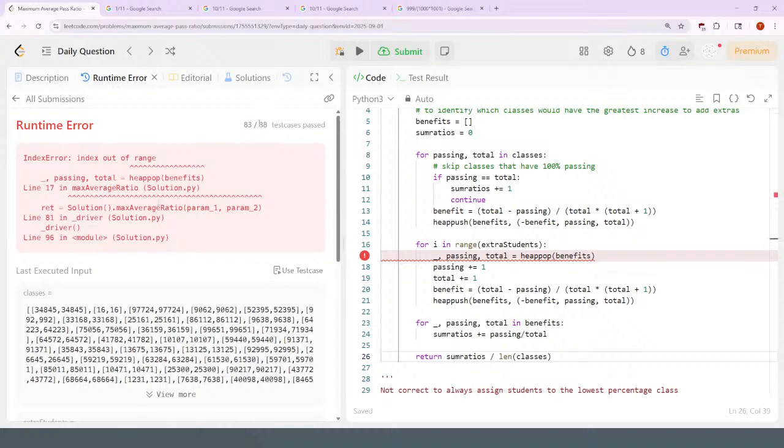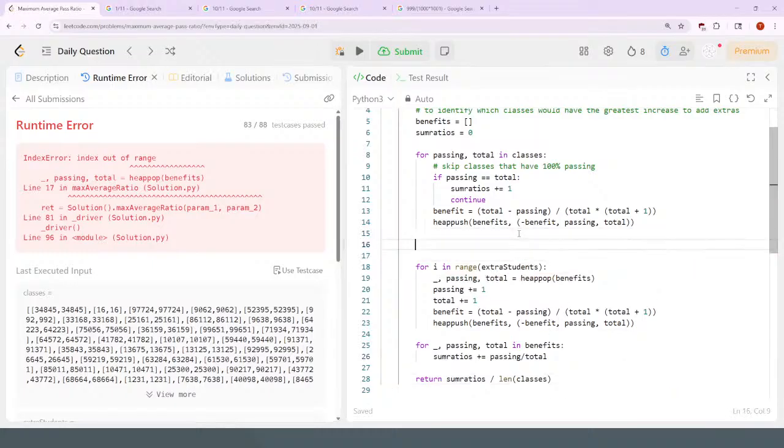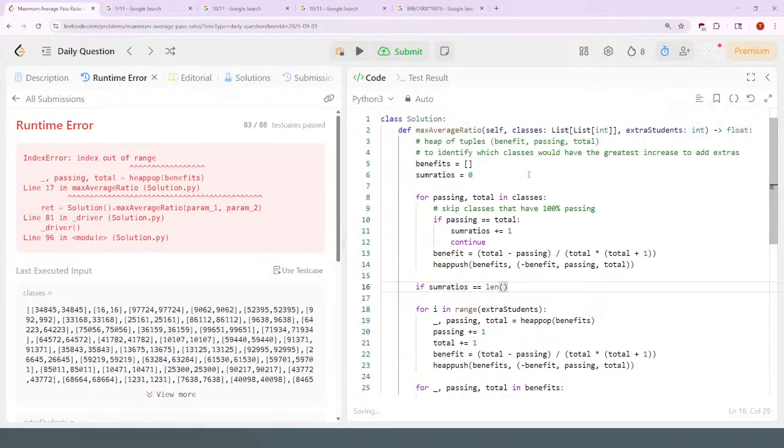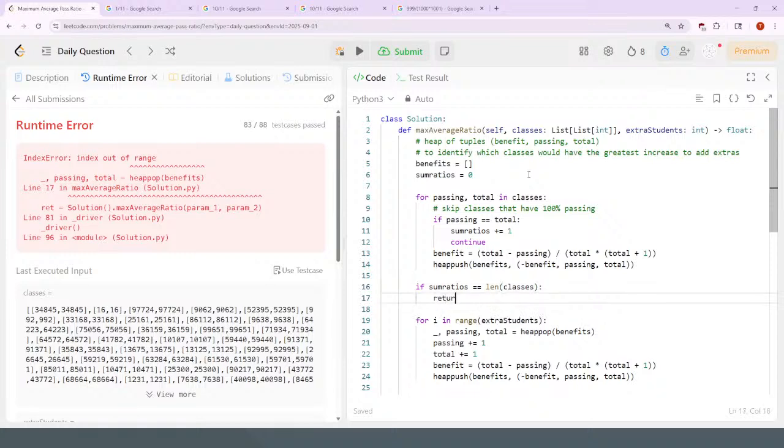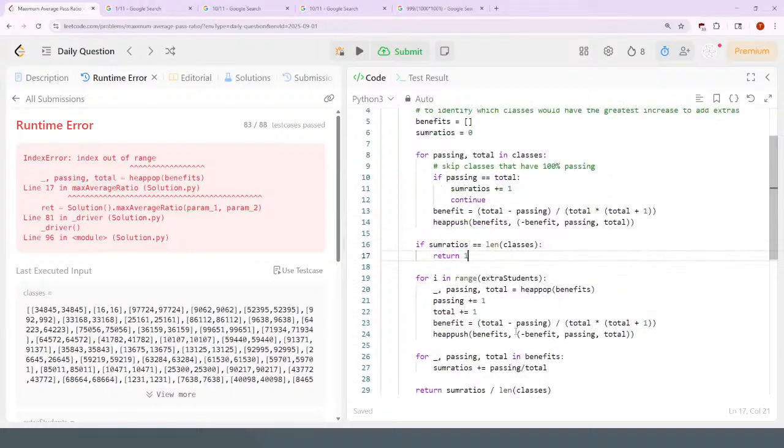It's passing a lot of the test cases. Oh, it's probably the heap is empty, isn't it? Yeah, it's all 100% passing, I think. Okay, I think I just need to do a dummy trivial case test. If sum ratios equals the length of classes, return 1, basically, because they're all passing. Otherwise, there should be something to work with in the heap.